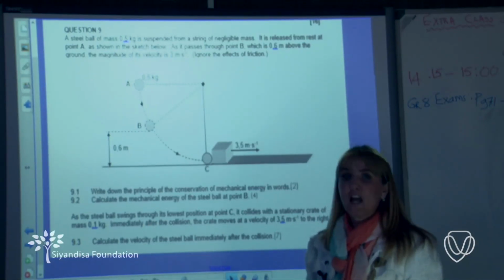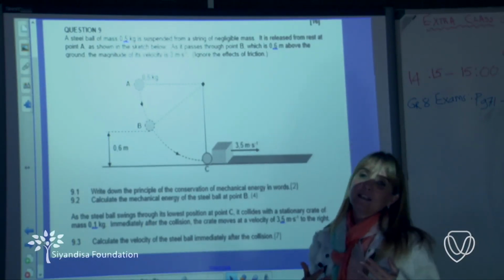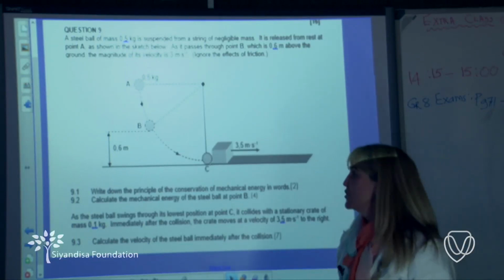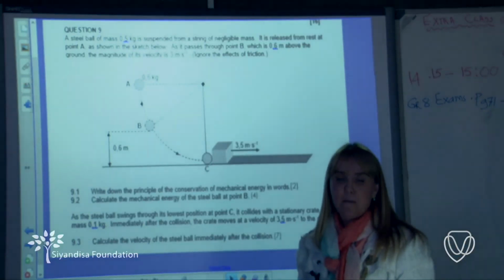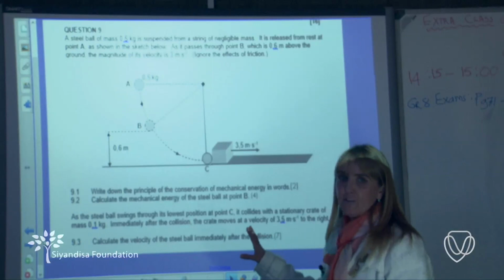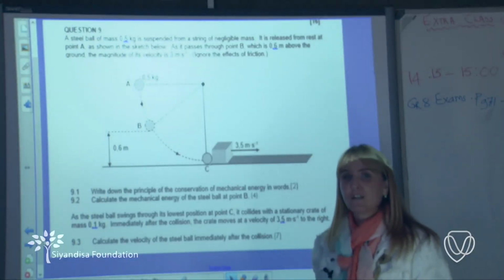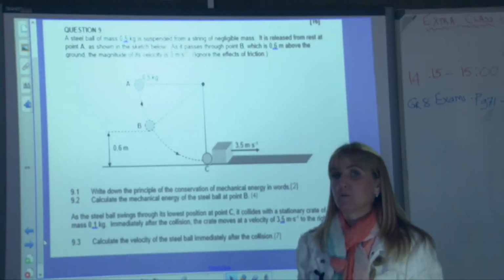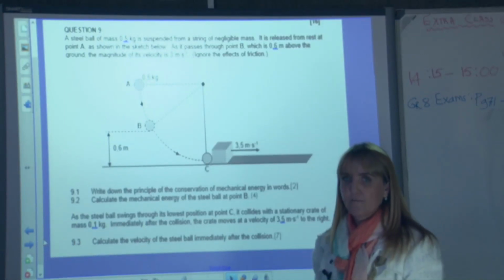Ladies and gentlemen, best of luck for this question, the work, energy, power question in your exam. It is a challenging question, but you're young people who want to be challenged and you want to do well in this paper. So focus on this area, work hard, make sure that you understand the principles behind the work that we are doing. Best of luck.